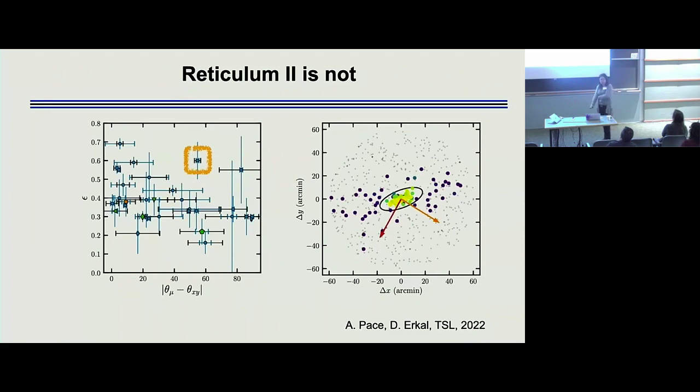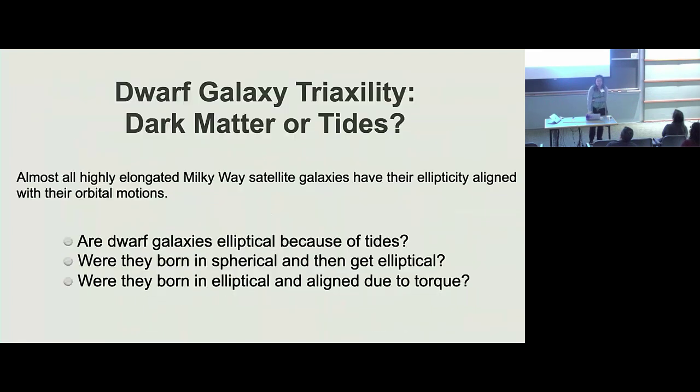This is again telling us that for all of the highly elongated dwarf galaxies in our Milky Way, their morphological elongation matches their orbital motion. Why? I don't know the answer. It's the first question I want to give to you, and great, I only used 10 minutes on this topic.